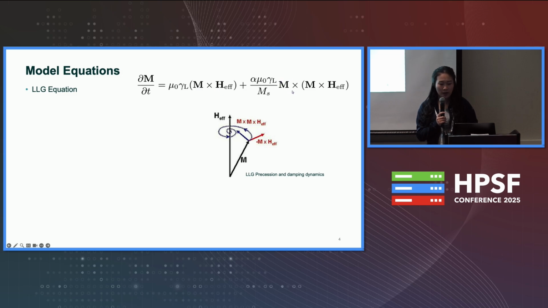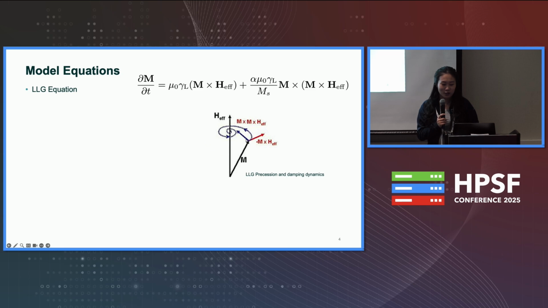The second term: we know that m cross H is perpendicular to m and H, and the cross product of m with this torque term is, of course, perpendicular to both. So that means the second term of the LLG equation will be pointing in the radial direction.